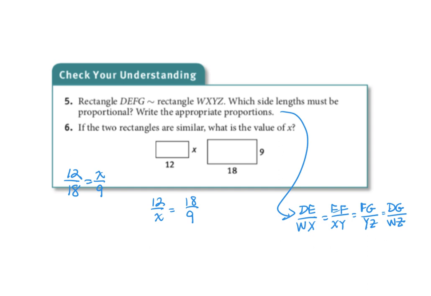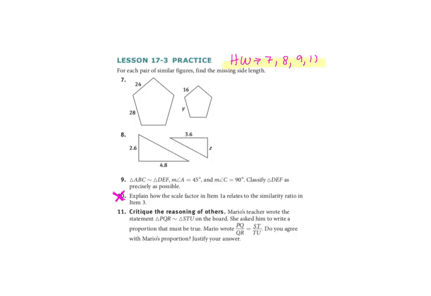12 over 18 simplifies. Both 12 and 18 are divisible by 6. So that's 2 over 3 is equal to x over 9. Then I can cross multiply. 3x equals 18. Then divide both sides by 3. X is 6.